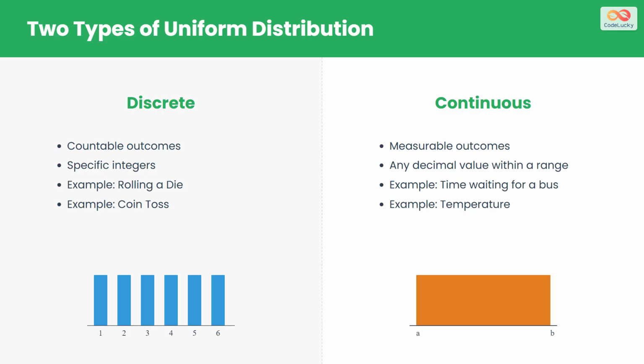There are two main types of uniform distribution: discrete and continuous. The discrete type deals with countable outcomes, like specific integers. Think of rolling a die or tossing a coin. The continuous type deals with outcomes that can be measured, like time or distance, where the value can be any decimal number within a range.